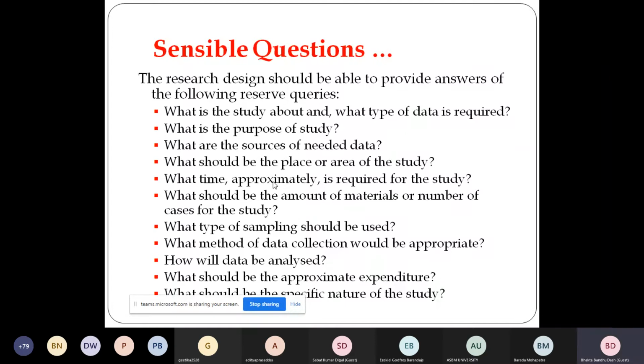What is the purpose of your study? Then what is your basic objective? What do you want to know? When you talk about an objective, it's a very generic objective. A generic objective cannot lead you to a specific conclusion. Your objective has to be very specific.